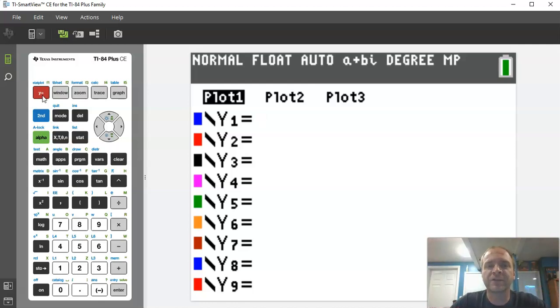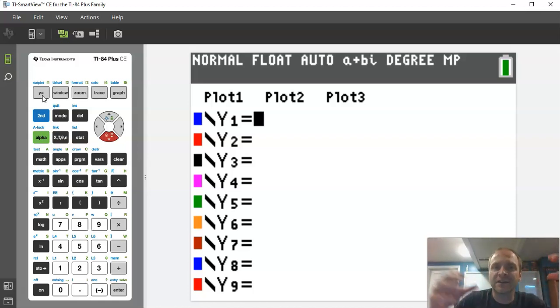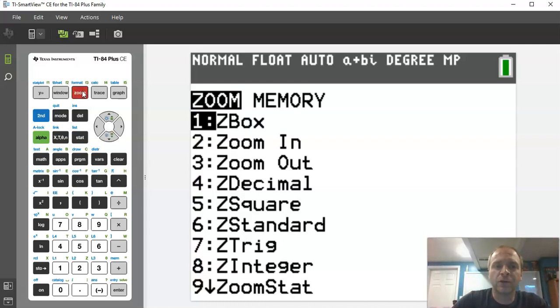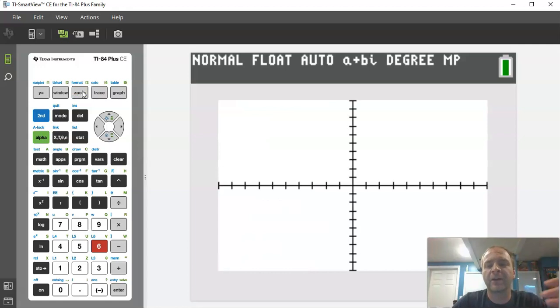So I'm going to hit y equals, I'm going to hit the up arrow, and I'm going to hit enter. And that's going to deselect plot 1. I'm no longer telling my calculator I want to graph statistical data. So that's off for us. But my window size is still set for statistics because we hit zoom stat. So I'm going to hit zoom 6. And right there, my window is perfect now for going to another math class besides AP Statistics.